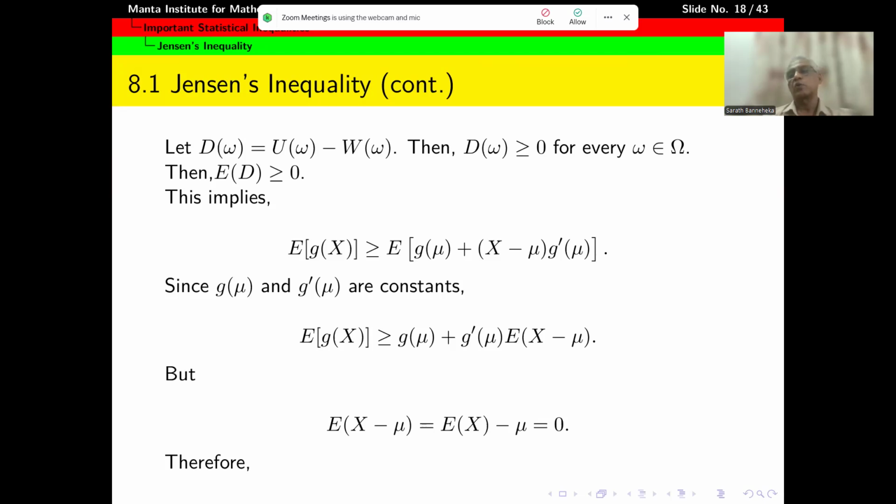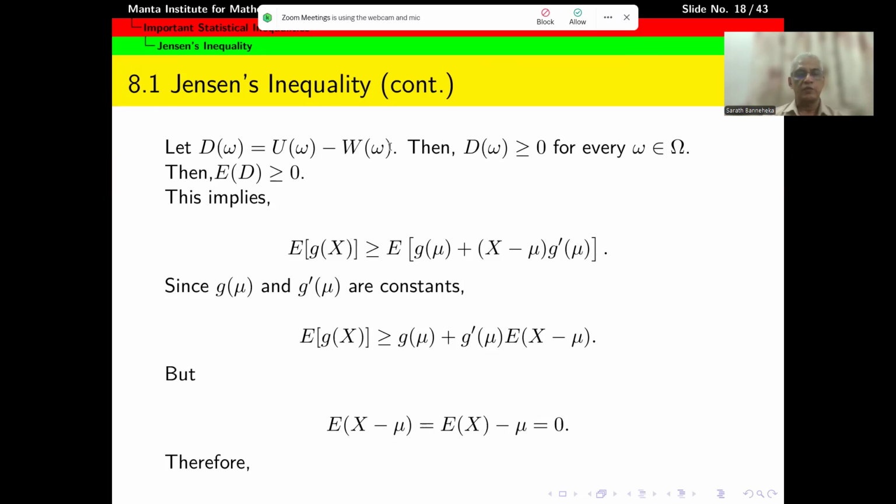So probabilities are always greater than or equal to 0. If the d omega values are also greater than or equal to 0, then when you take the sum of d omega times the corresponding probabilities, you are not going to get a negative value. It's always greater than or equal to 0. So d omega will always be greater than or equal to 0. So that implies that the expected value of d is greater than or equal to 0.